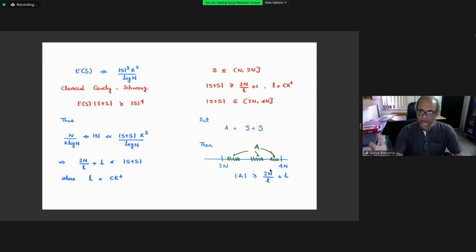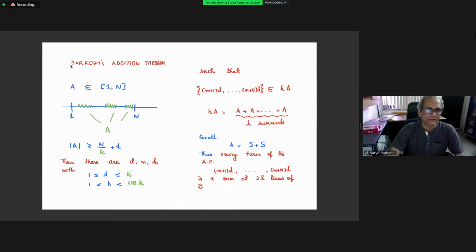This is true, and this is the basis of several theorems called addition theorems in additive number theory. One such theorem, which is relatively late, is a theorem of Sharkozy himself, called Sharkozy's finite addition theorem. So what does Sharkozy's finite addition theorem say? It tells you that if A is a subset of 1 to n, and A has a positive density in this interval, this has nothing to do with prime numbers. Just take any subset which has positive density in the interval, and then there are numbers D and H which depend only on this density.